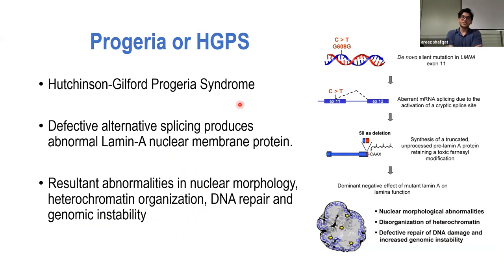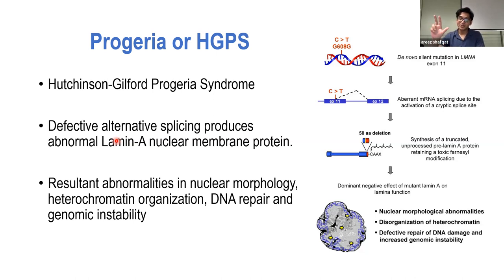This is an example. This is called progeria. This is Hutchinson-Gilford progeria syndrome, an abnormality in aging, basically. How to explain this? Your nuclear membrane is composed of various proteins, all right? One of those proteins is called lamin A. A defect in the alternative splicing of lamin A will produce an abnormal lamin A, which affects the morphology or the structure of the nucleus. If the structure of the nucleus is abnormal, the DNA repair and organization will become abnormal. If DNA repair becomes abnormal, you have more chances of mutations. And so this is the problem with progeria, all right?